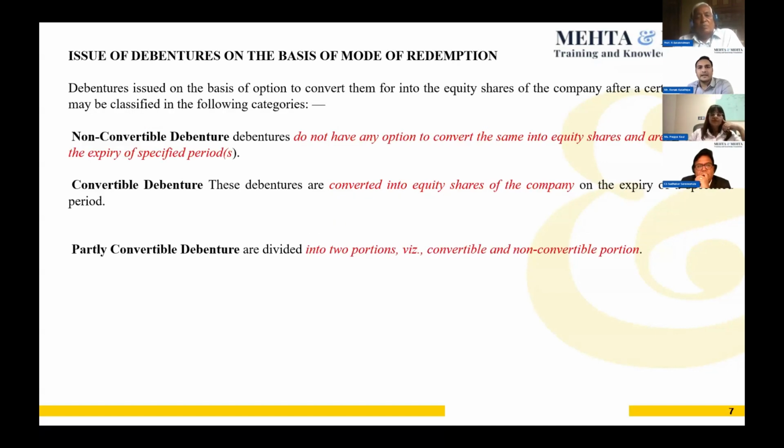And debentures can also be categorized on the basis of the mode of redemption. These are the debentures issued with the option to convert them into equity, a portion of such debentures, or fully. So it can be bifurcated as partly convertible or fully convertible debentures.